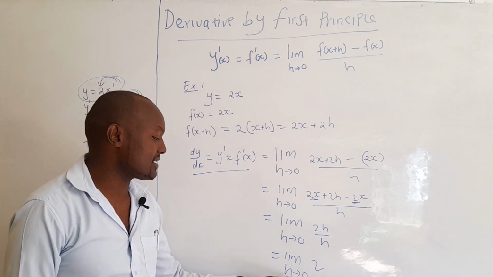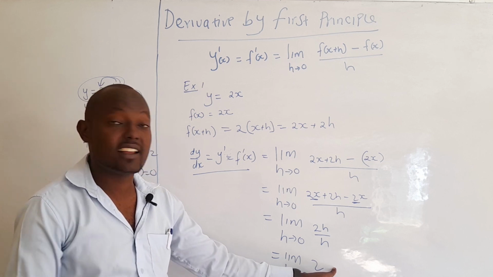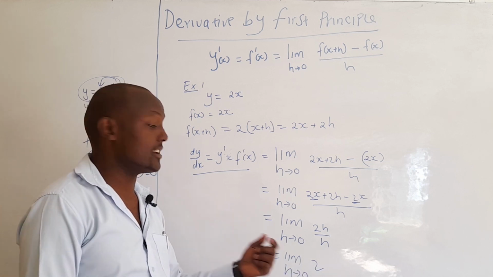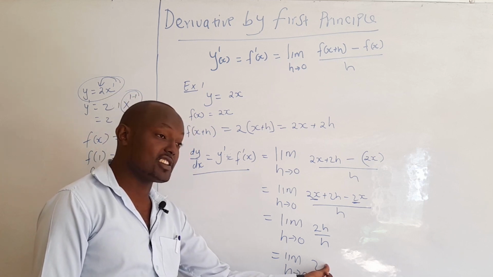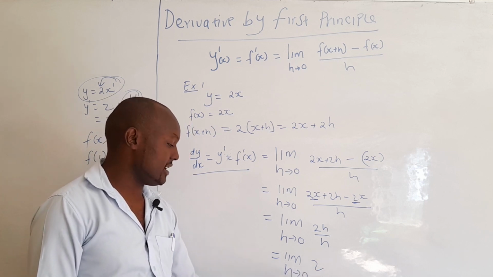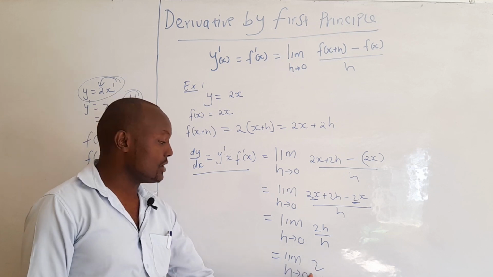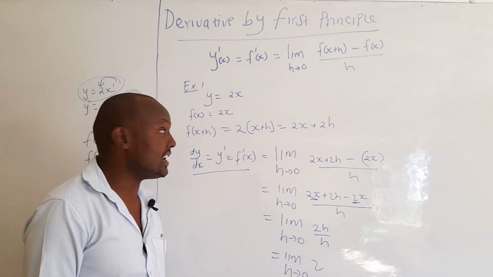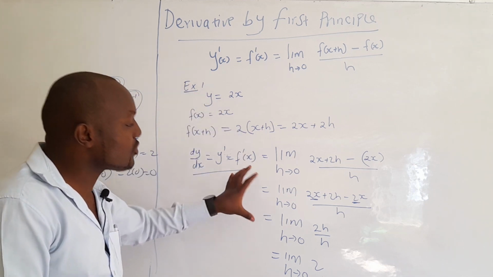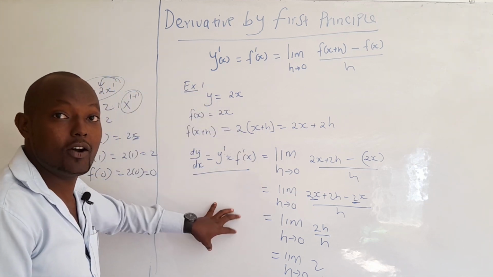Because we don't have h left, we use what we call direct substitution. We shall look at limits later. So in limits, we don't have h here. If we had h here, we could have replaced our h with 0 automatically. So we have 2, we don't have h, so automatically we get 2. That's how we differentiate. So this is what we call the first principle rule.